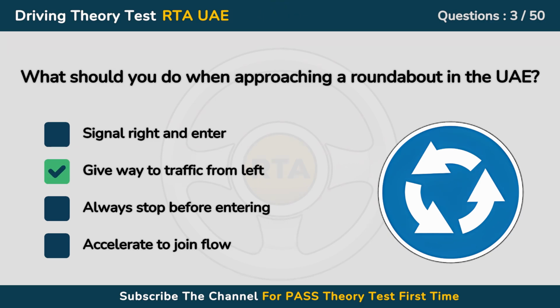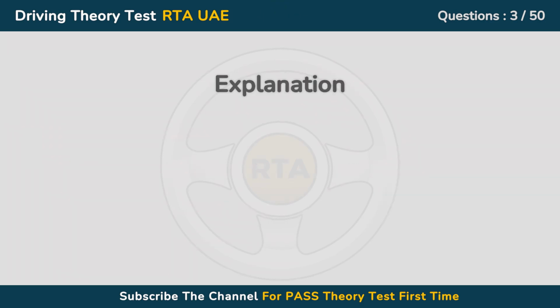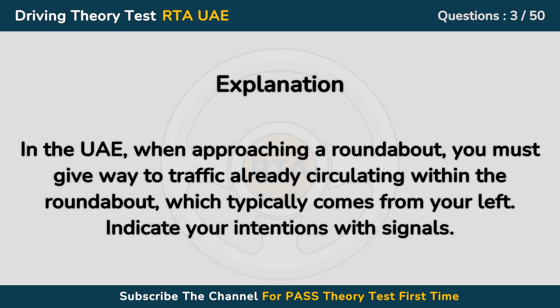Answer is B. Give way to traffic from left. When approaching a roundabout, you must give way to traffic already circulating within the roundabout, which typically comes from your left. Indicate your intentions with signals.